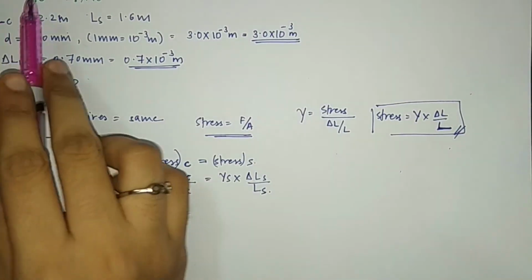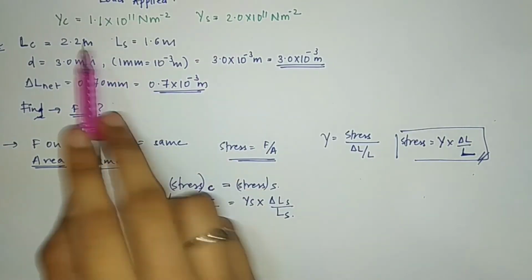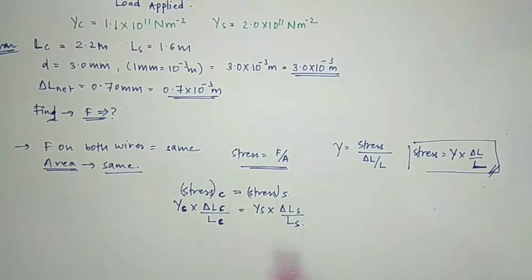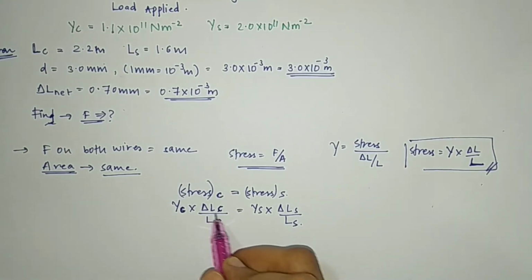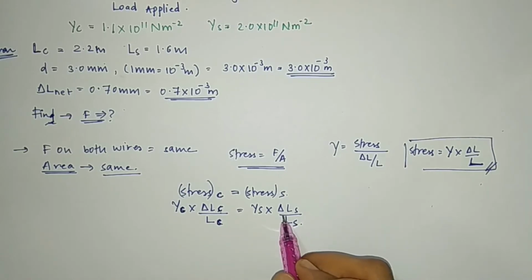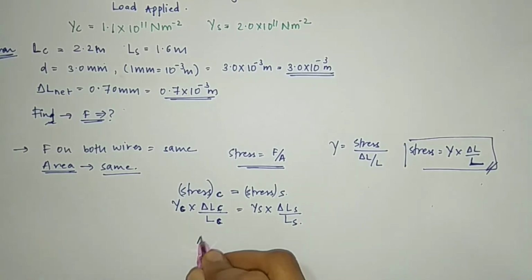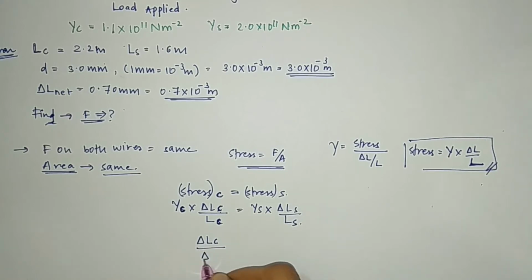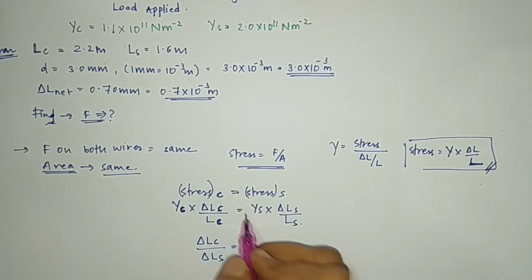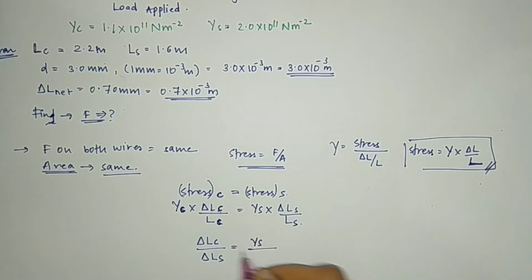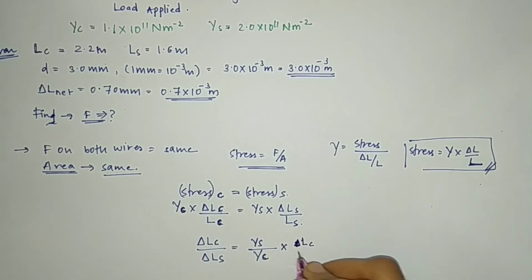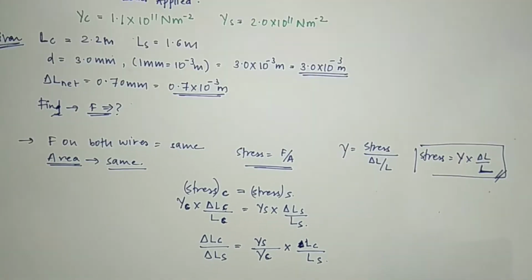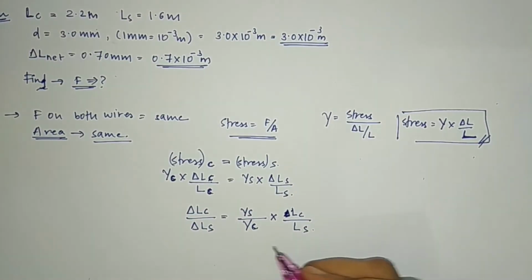Got it? Young's modulus of copper and steel are given directly, so there is no need to worry about it. From here what we can calculate is the elongation of copper divided by the elongation of steel. So delta LC upon delta LS will be Young's modulus of steel divided by Young's modulus of copper, times length of copper divided by length of steel. Got it? So we'll calculate it.